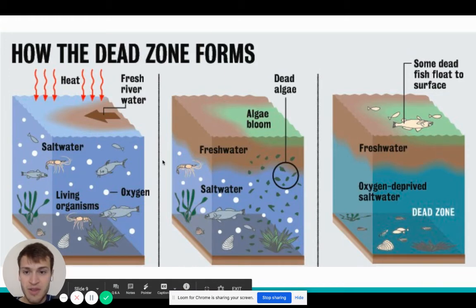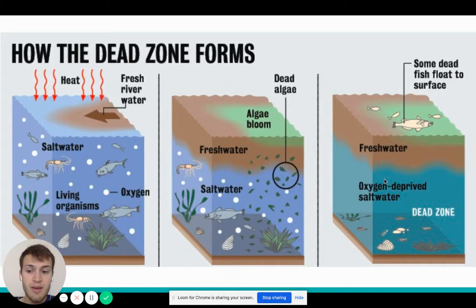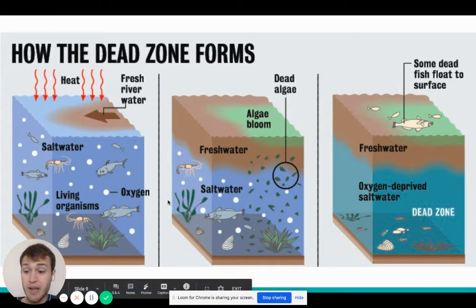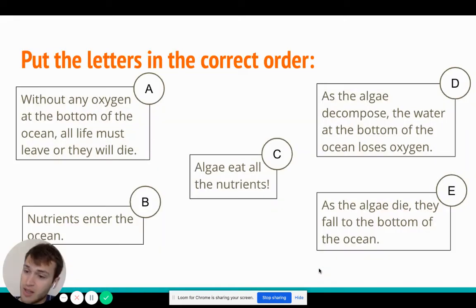So this is how the dead zone forms. These are just the 3 diagrams that we just looked at. And yeah, I recommend pausing the video and just taking a look at these again. But otherwise we'll carry on.